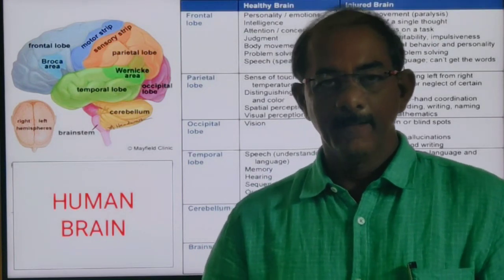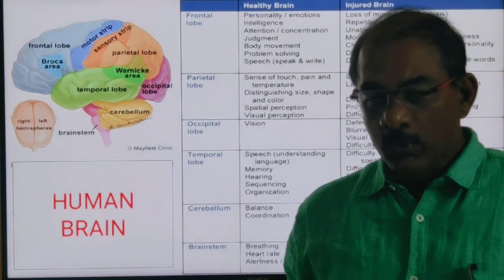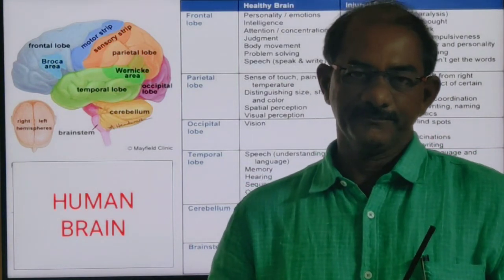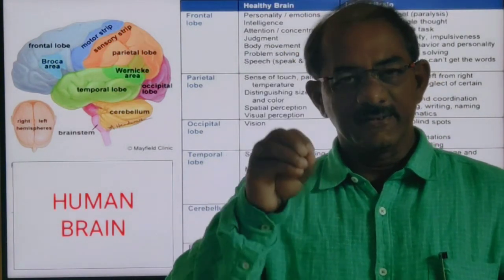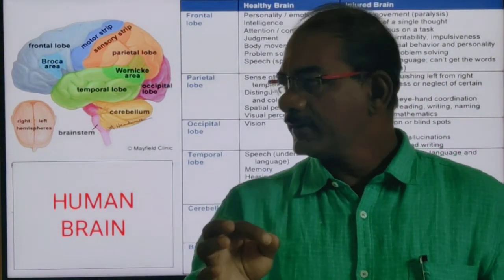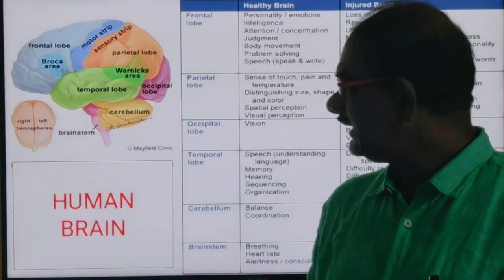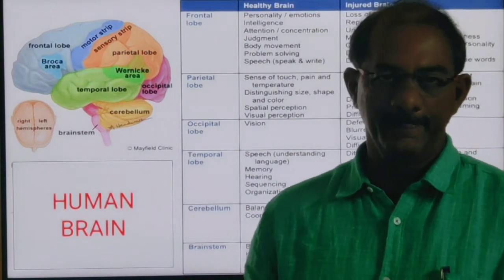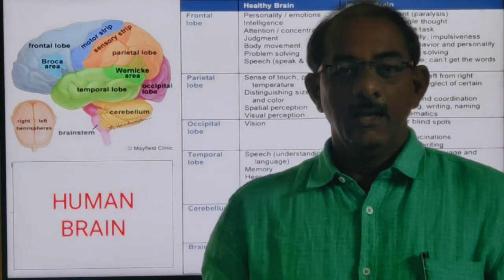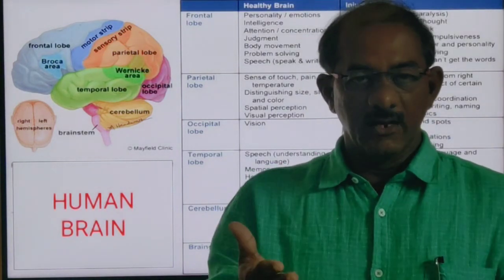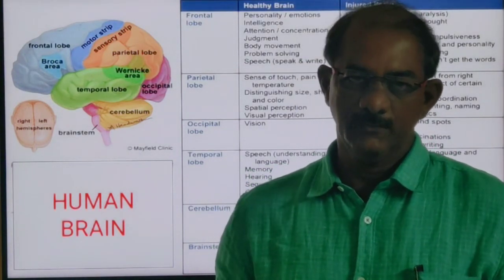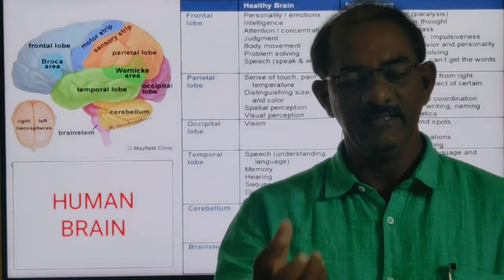So in the forebrain structure, olfactory lobes are present. Olfactory lobes are poorly developed in human beings. Olfactory lobes are well developed in dogs because their sensation of smell is very powerful.